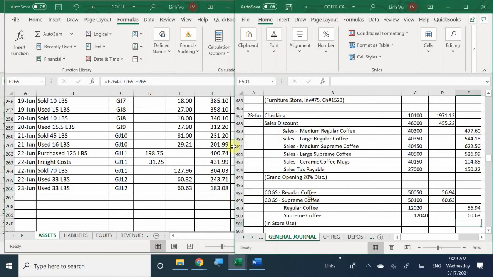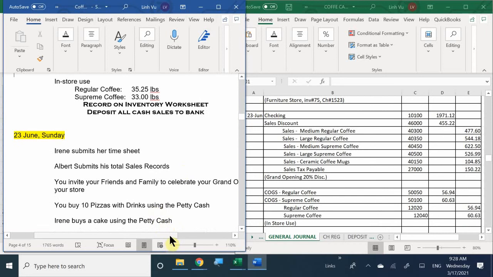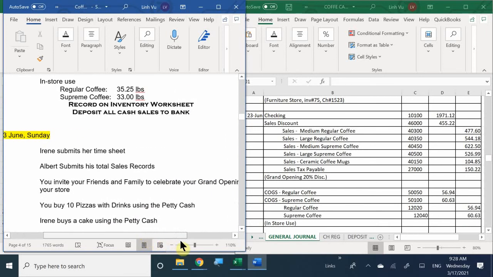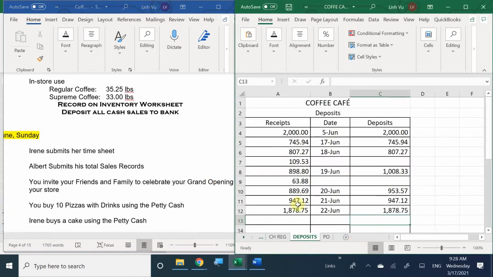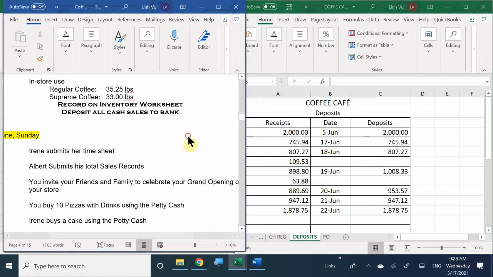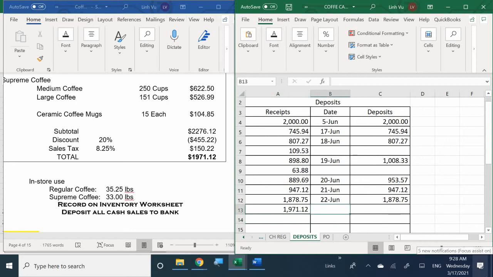Okay. So now that we finished the sales and the ledger and the journal, what happens next? So here we are on the 23rd. Again, what happened here? You should deposit money. That's correct. Good. So deposits, how much money did we actually get this time? 1971.12 on 6/23. So there you go.